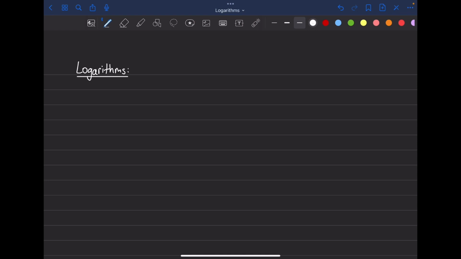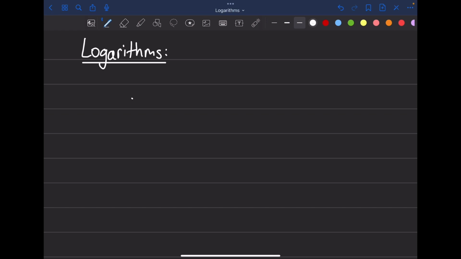So first, if you have an exponent, let's say 2 to the power of 5, what you're going to do is multiply 2 by itself 5 times. So you do 2 times 2 times 2 times 2 times 2. If you put this on a calculator, or if you already know it, it should be 32. So that's what 2 to the power of 5 is.